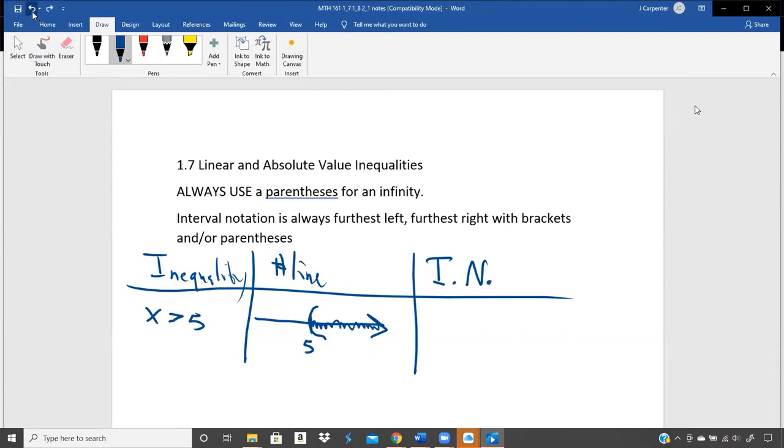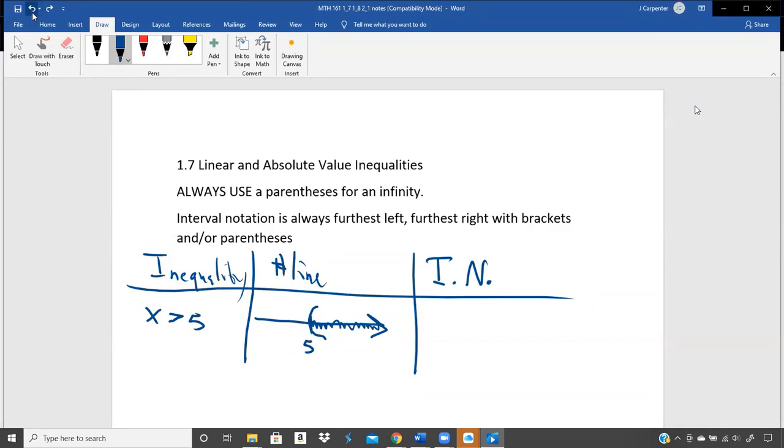Now above that I say that for infinities, you are always going to use a parentheses. 100% of the time, whenever there's an infinity, the infinity gets a parentheses. You will never ever bracket an infinity. Brackets are when you include a number, when you can touch it. An infinity is this theoretical number that's always out of our grasp. It's kind of like the pot of gold at the end of the rainbow. If you go hunting for it, you're never going to find it. It's always out of your reach.